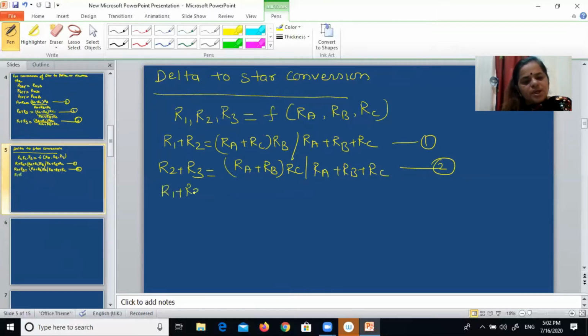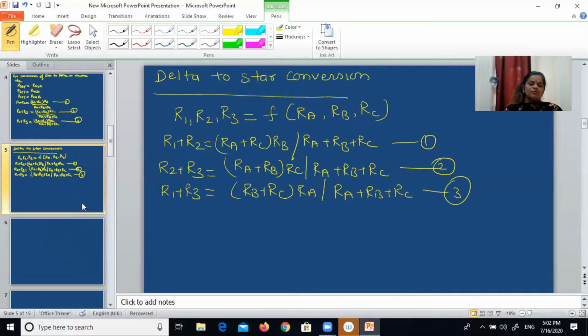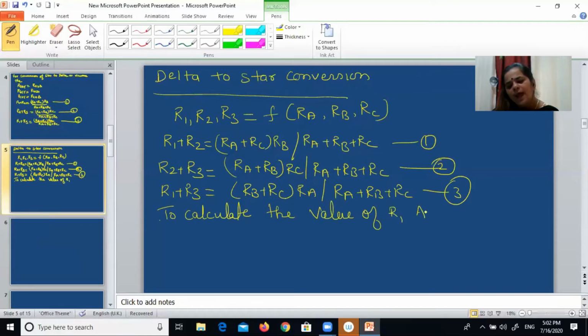Similarly, equation number 3 is R3 R1 equals (RB plus RC) multiplied by RA divided by RA plus RB plus RC. This is equation number 3. Now suppose with the help of these 3 equations I want to calculate the value of R1, then what can I do? I can add 1 and 3 and subtract 2. So to calculate the value of R1, add equations 1 and 3 and subtract 2.